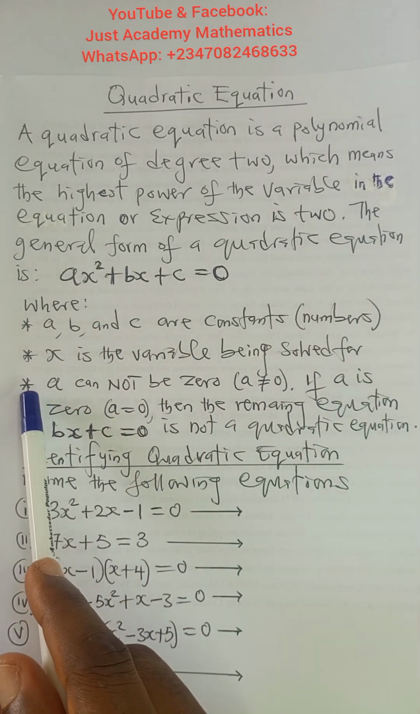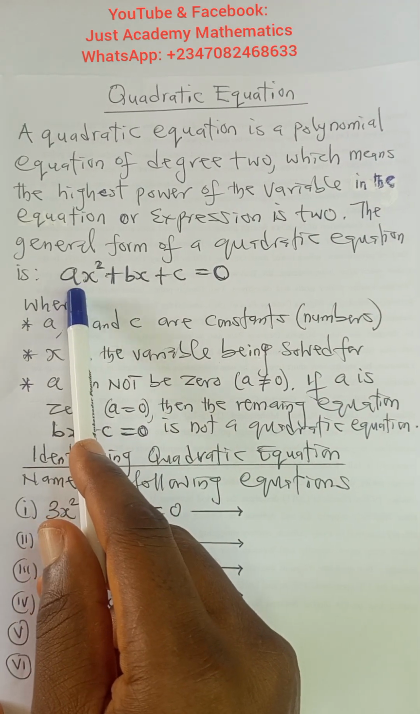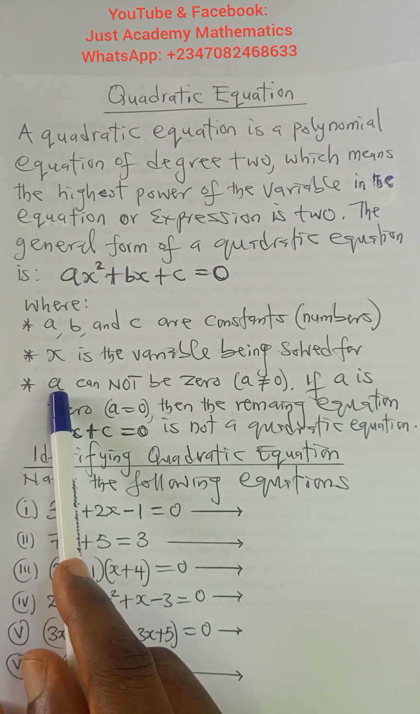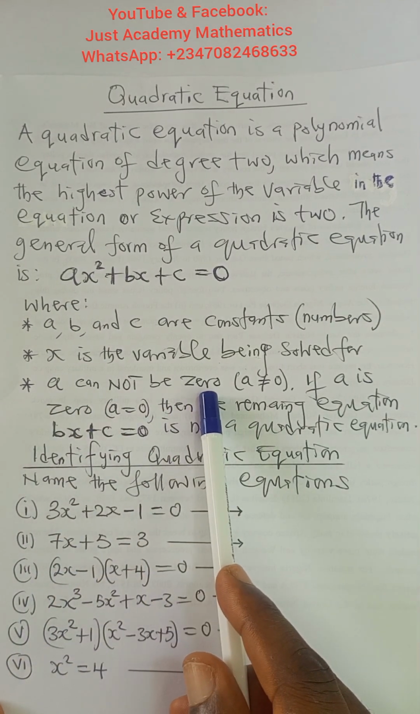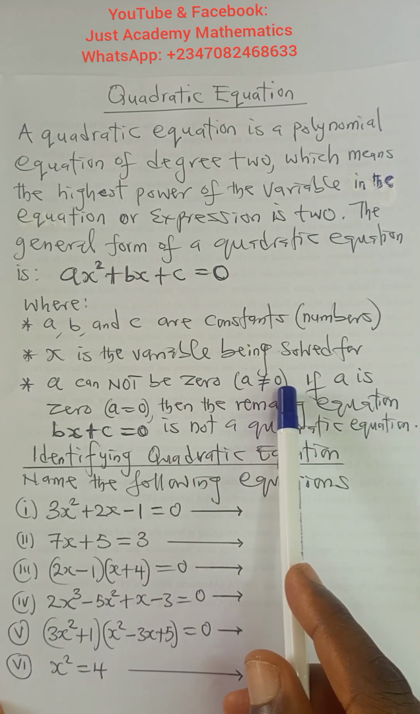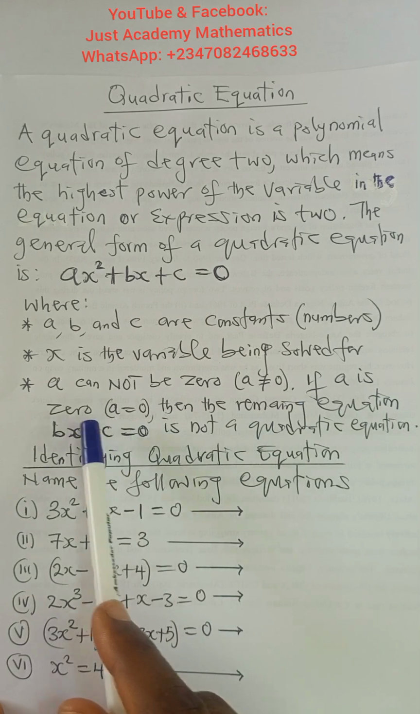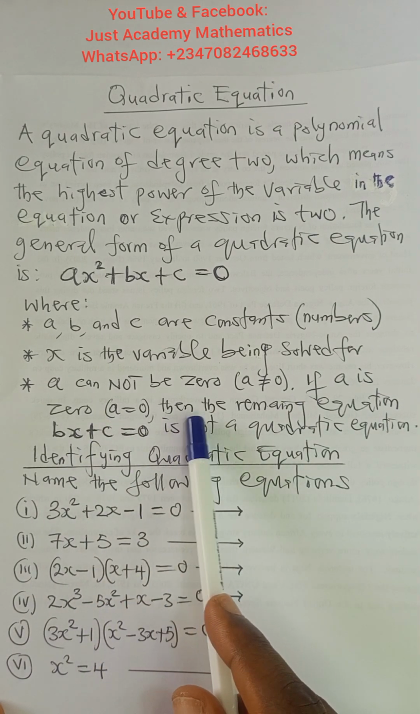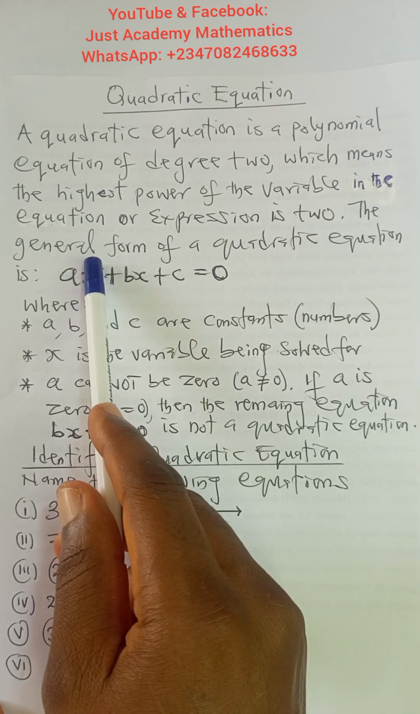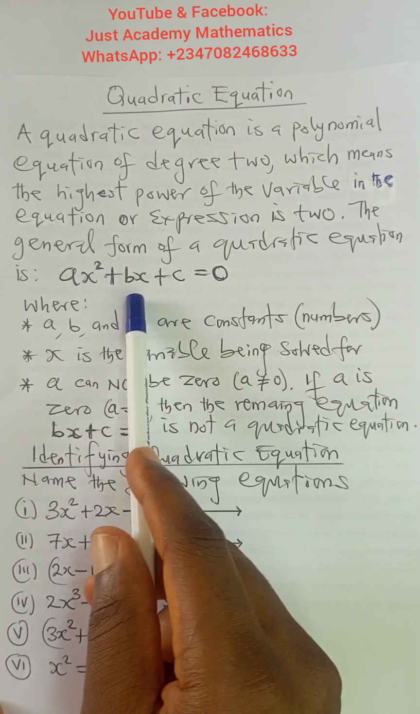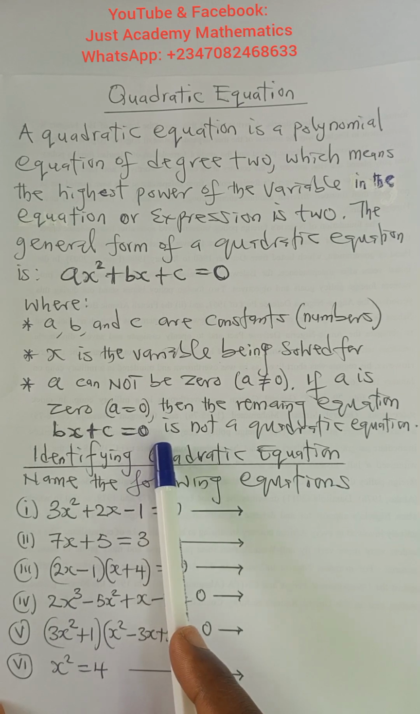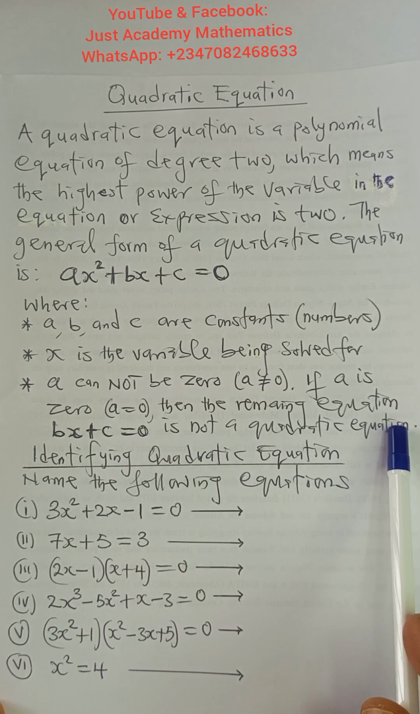But more importantly, take note, the leading coefficient, that is the coefficient of x squared, a, cannot be 0. a is not equal to 0. And do you know why? If a is 0, then the remaining equation will be what? Because if a is 0, 0 times x squared will give you 0. So the remaining equation will be bx plus c equals to 0. It's not a quadratic equation.